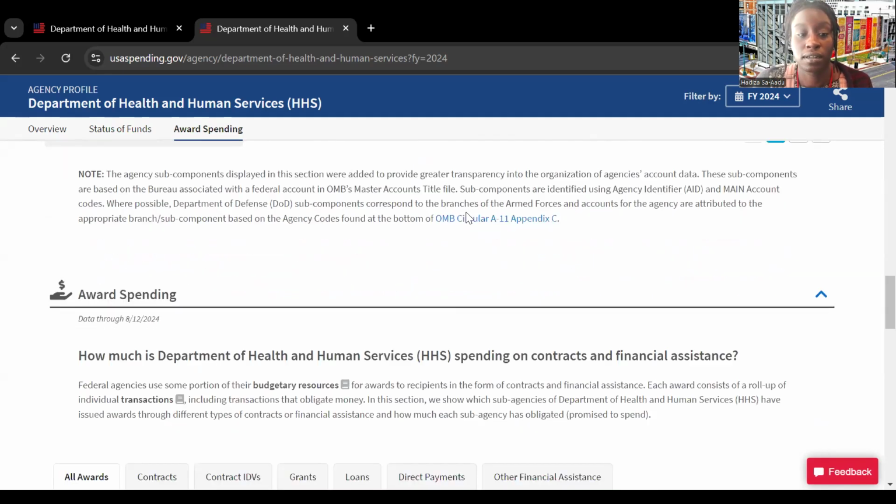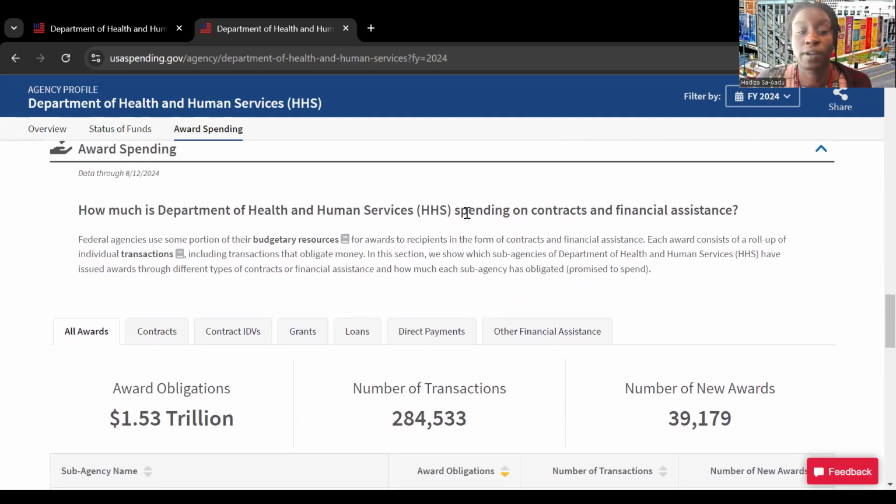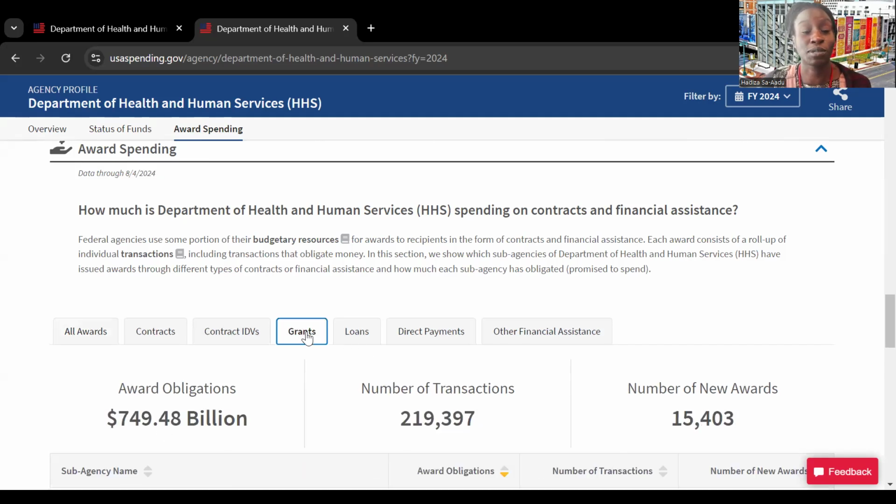Okay. So we got another summary here. How much is the Department of Health and Human Services spending on contracts and financial assistance? So now we've got a breakdown by object class here. So let's go ahead and take a look at grants, since we are focused on grants.